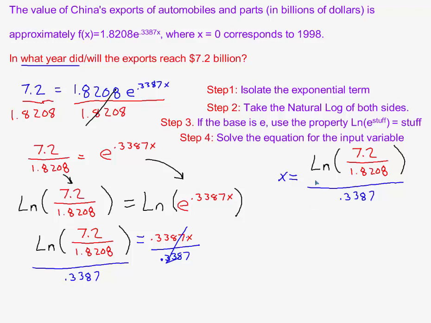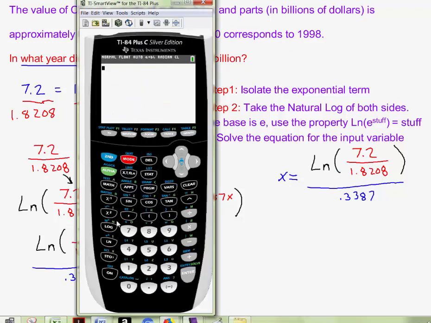Now if you want an approximation of this answer, we need to type this into a calculator. After all, I have no idea if this represents 1999, the year 2000, or what, because I have no idea if this number is close to 0, 1, 2, 3, etc. So I've turned my calculator on. I press the natural log key, type in the 7.2 divided by 1.8208, close the left parenthesis with the right parenthesis, and then all of that is being divided by 0.3387. This is where, even though I'm entering an exact answer into the calculator, it's going to give me just an approximation of this. The real answer has infinitely many digits.